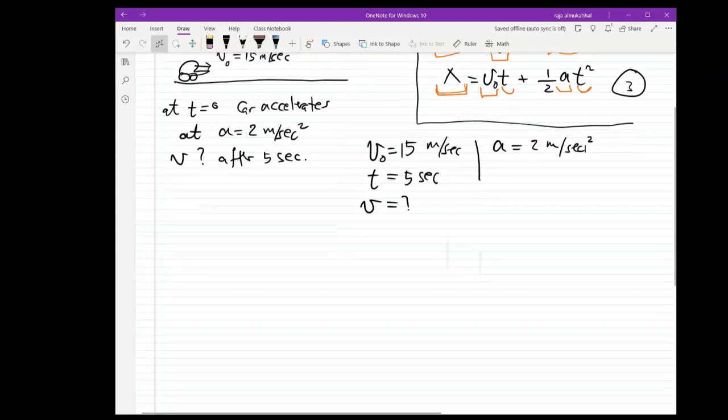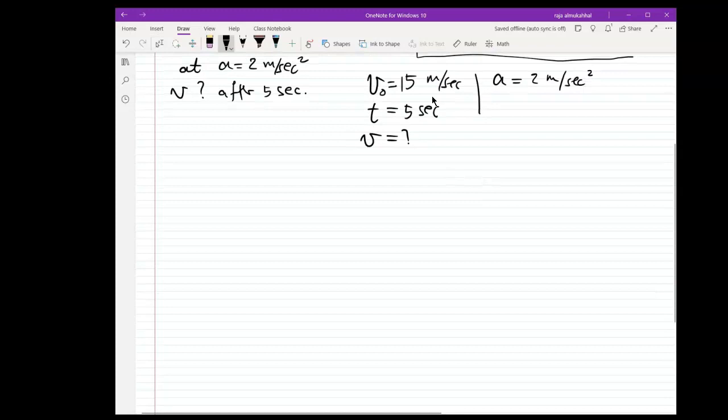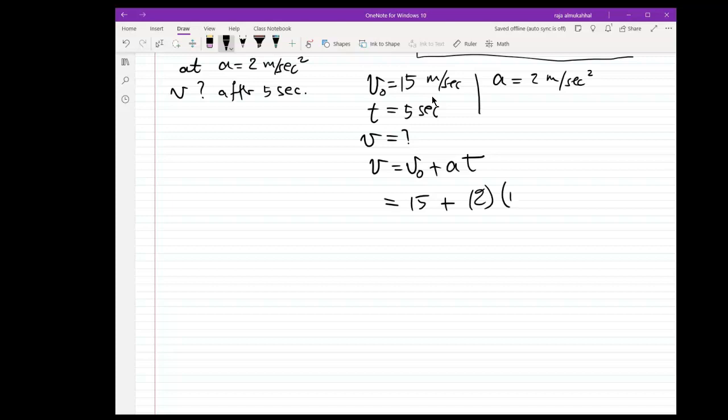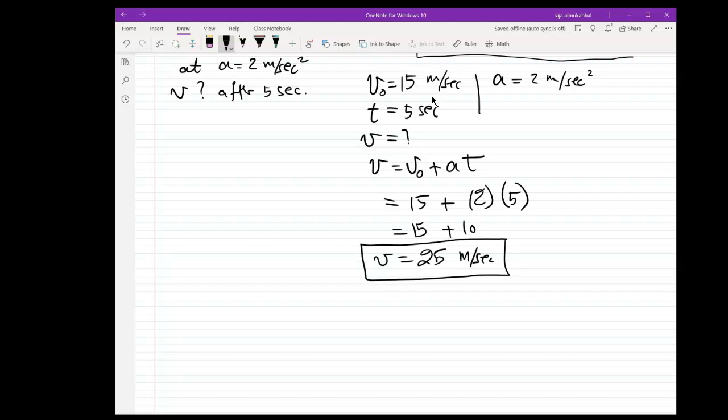So let me move the screen up. The kinematic equation says v equals v naught plus at, and I just substitute everything. So the initial velocity is 15 plus 2 times 5, and that will be 15 plus 10, and that will be 25 meters per second. That's about something like 45, 50 miles an hour. Okay, and there we go. This is the new velocity of the car.